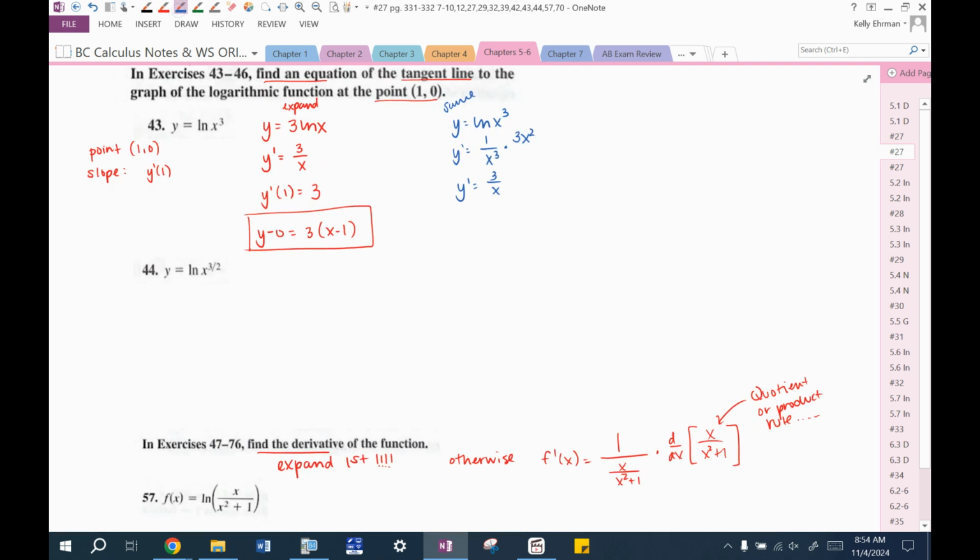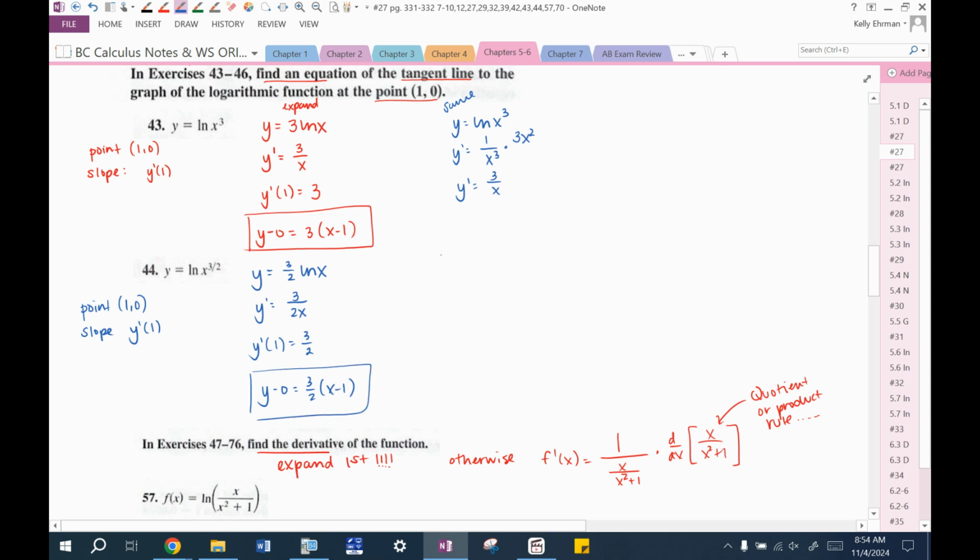Same thing for number 44. Let's go ahead and expand this first. 3 halves times ln x. Because then y prime is so easy. It's just 3 over 2 times 1 over x, which is 3 over 2x. And we're still using the point 1, 0. And the slope will still be whatever y prime at 1 is. So y prime of 1 is equal to 3 over 2. So y minus 0 is equal to 3 over 2 times x minus 1.